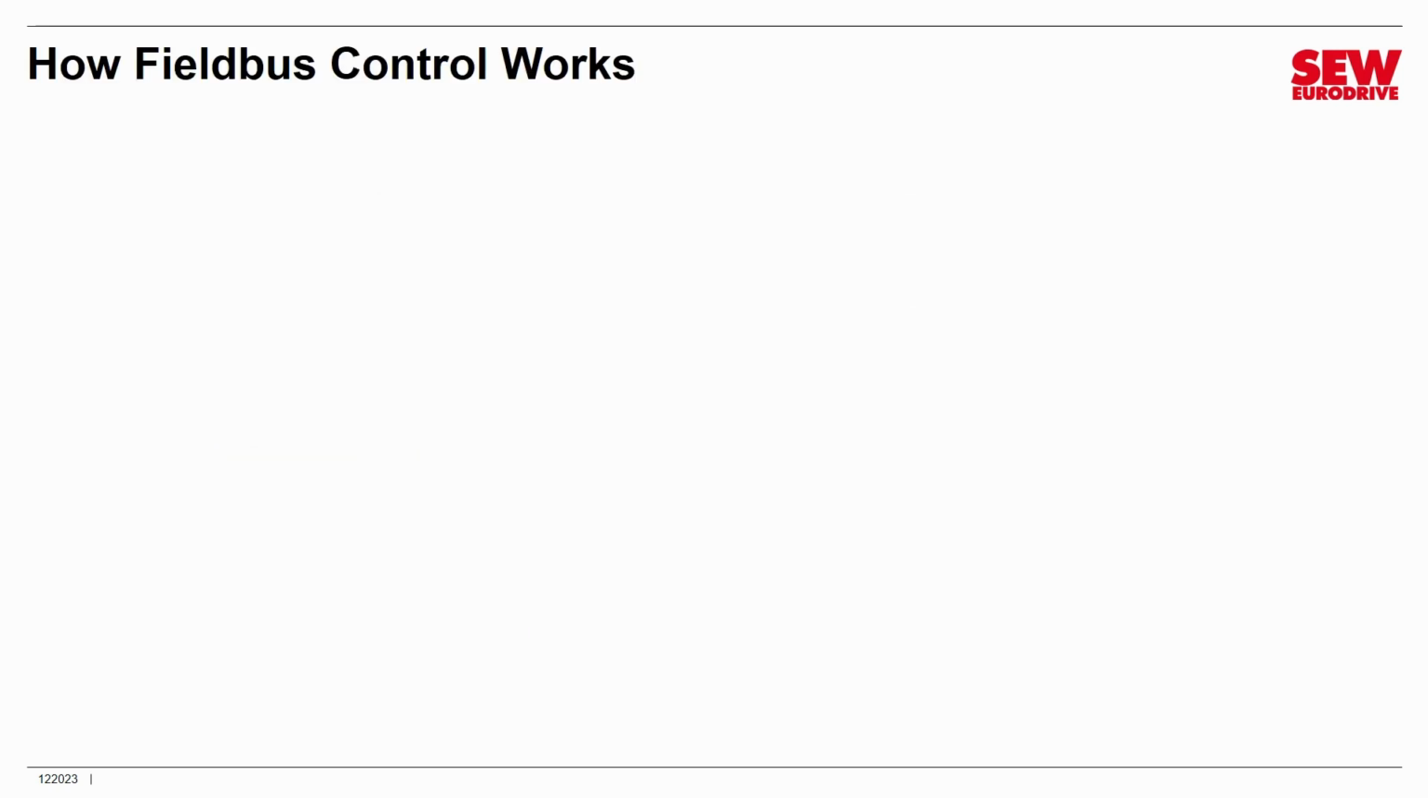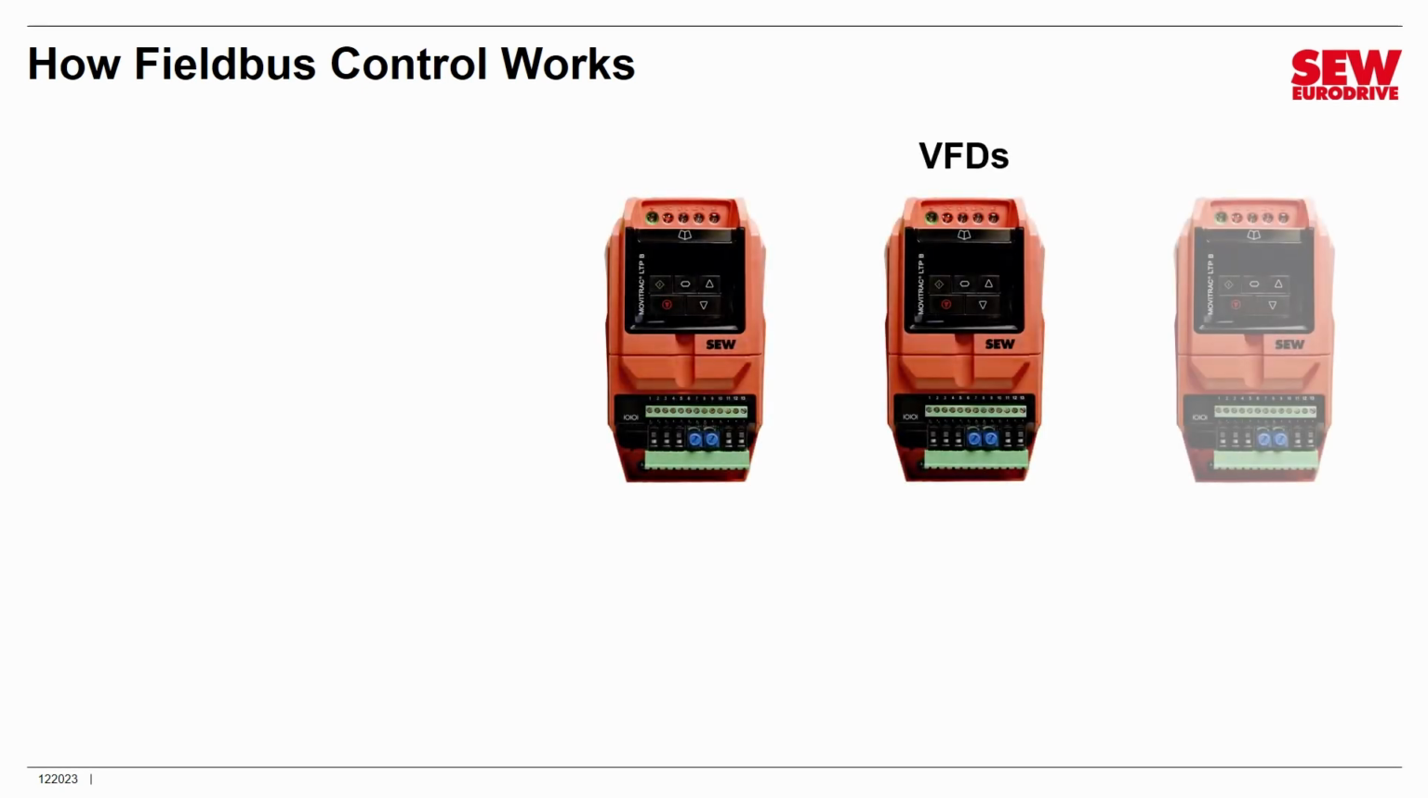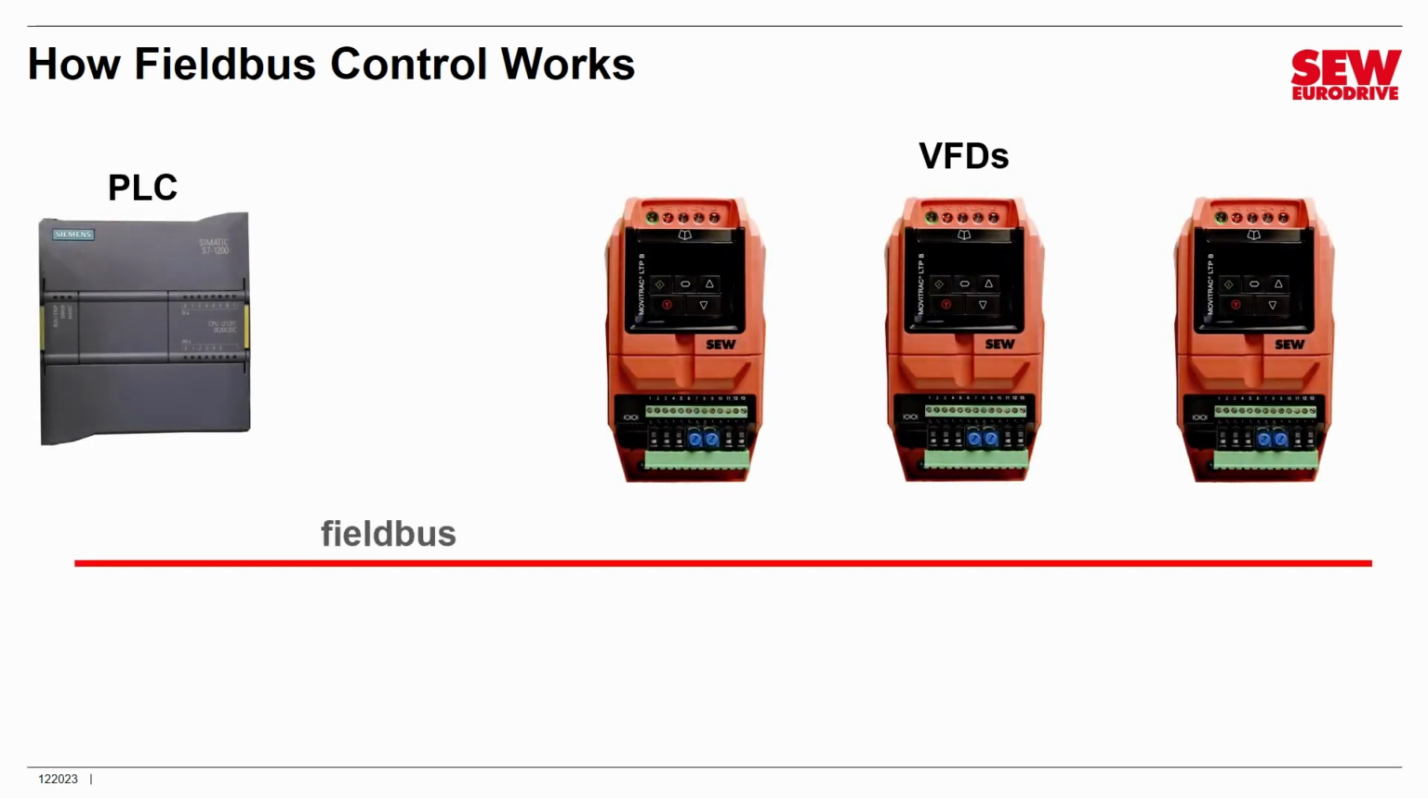Let's talk about how field bus control works. What is it that you do when you want to control your VFD over a field bus? Well, let's just set up a generic field bus here. We have a PLC, in this case a Siemens. We have 3 MOVITRAC LTP-Bs, and they're connected up to the field bus. It doesn't really matter which field bus we're talking about. What does the PLC have to do to control these VFDs?